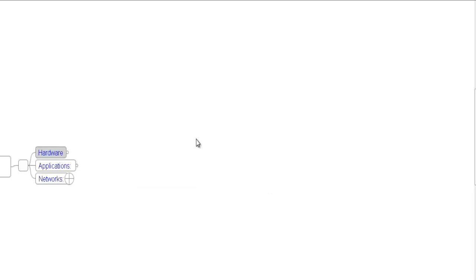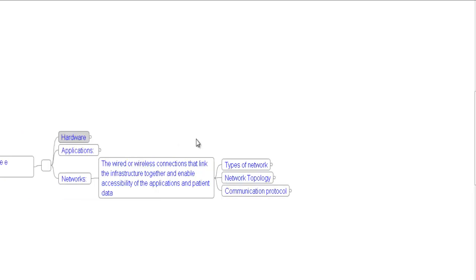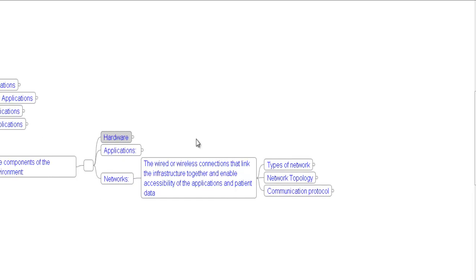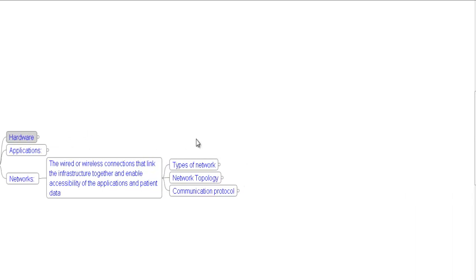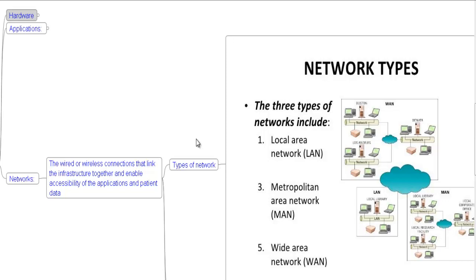Now to explore networks. The wired or wireless connection that link the infrastructure together and enable accessibility of application and patient data. We will now see the types of networks, network topology and communication protocol. We will see the types of network.